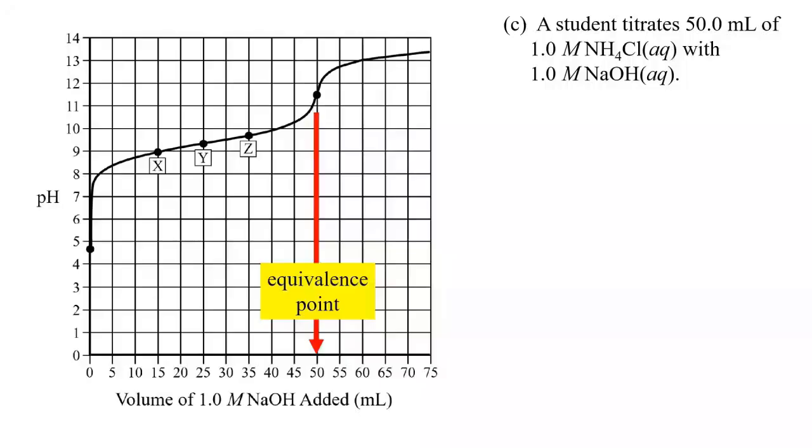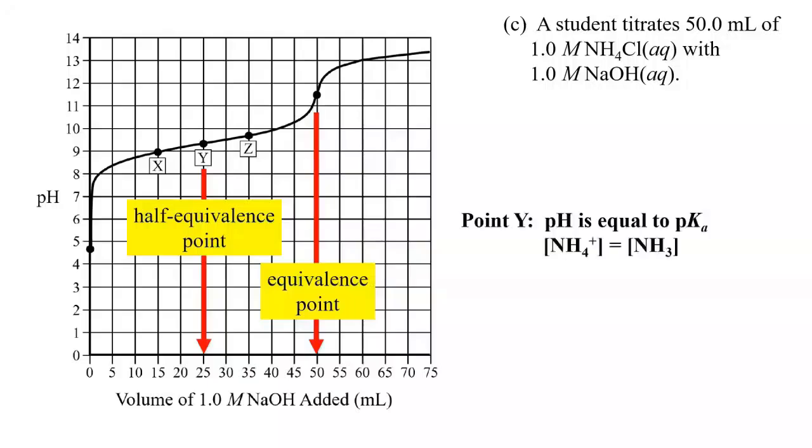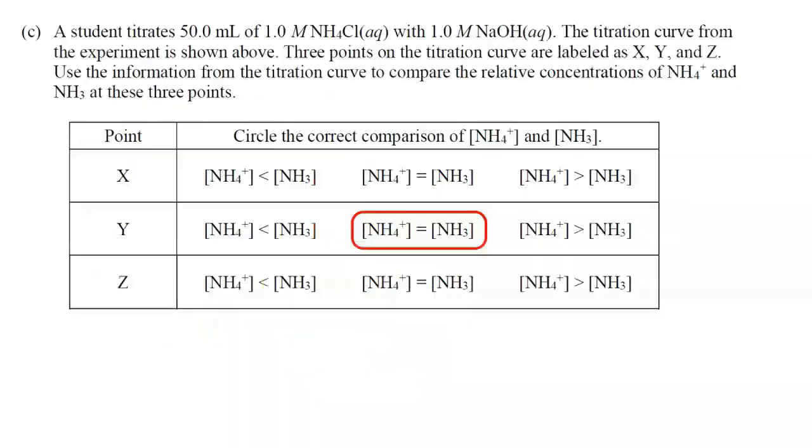In my earlier video where I talked about acid-base titrations, you remember that there's something special that happens at the half equivalence point in an acid-base titration. At the half equivalence point, the concentration of the weak acid is equal to the concentration of its conjugate base. So at point Y, which is the half equivalence point, the concentration of NH4+ ammonium should be equal to the concentration of NH3 ammonia. So I'm going to go ahead and circle that. So in part C, for point Y, there should be an equal concentration of the conjugate acid and the conjugate base at the half equivalence point.